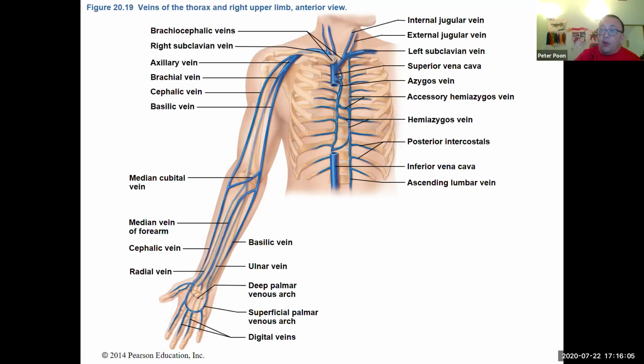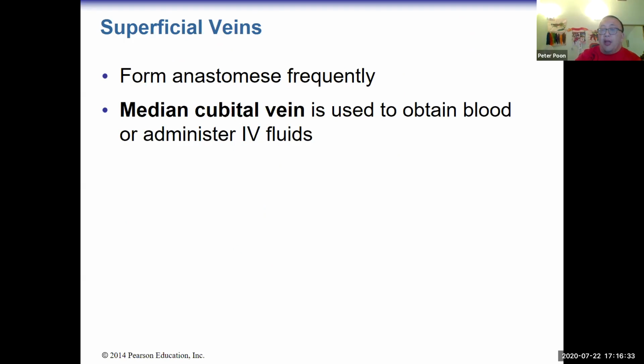There's one exception to that rule, and I'm going to make sure you guys understand. So it will definitely be on the test, and that is this one right here. It's the one that crosses the elbow at the middle. So, median cubital vein. The reason why you all need to know this is because that is the vein they inject into or draw blood out of when they're trying to take blood out of you. Take blood or IV fluid, phlebotomy, anything. That's the easiest access.